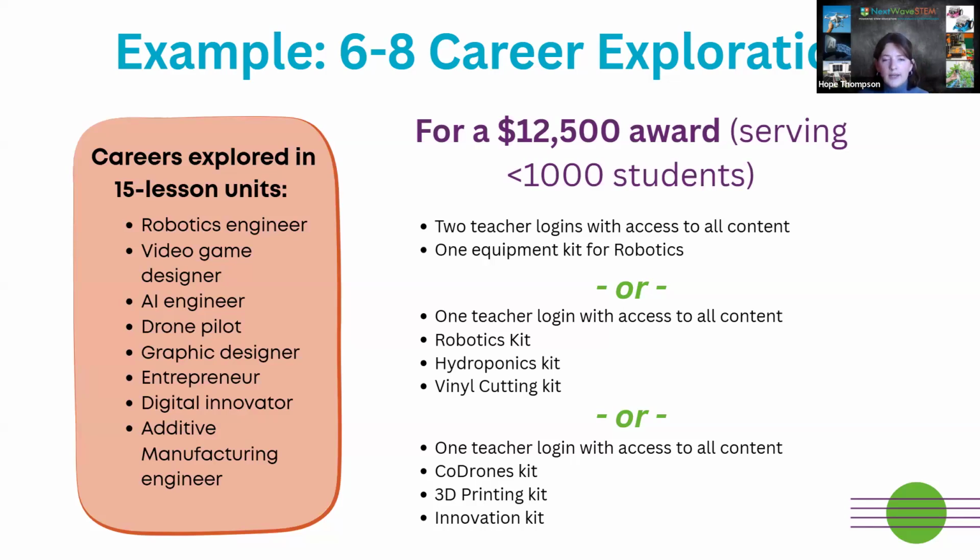So with a small district, so this is a school corporation who serves less than 1,000 students, who has received that $12,500 award. There's a few different ways that we can break that up. Because one license of all of our content, access to that full K through 12 catalog is $5,000. This $12,000 award could be 2 teacher logins with access to all of our content and an equipment kit for robotics. So immediately, both of those teachers at 2 different middle schools or 2 STEM teachers at 1 middle school can start to implement things that are immediately hardware free.